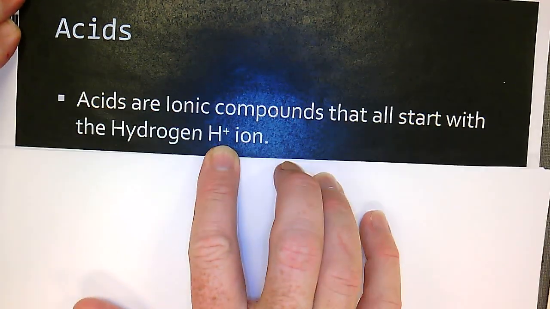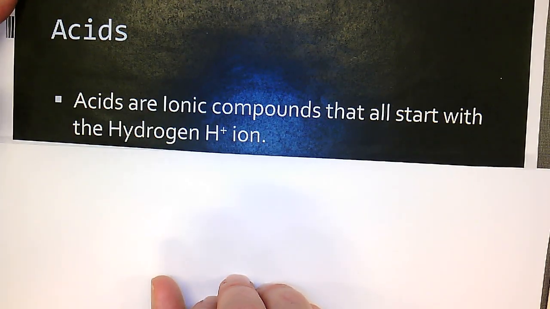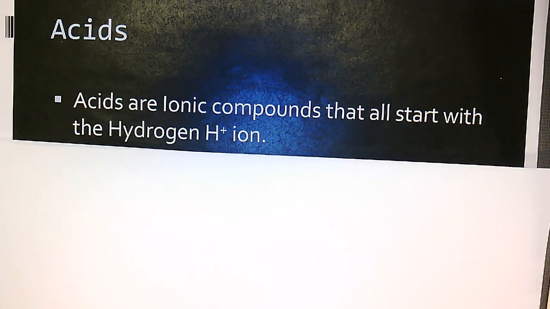So first of all, for us, acids are ionic compounds that all start with the hydrogen H plus ion. They all start with H plus. Now, another side note, technically, for them to be acids, they have to be dissolved in water. If they're not dissolved in water, they're technically not an acid, and we name them slightly differently. We are not going to make that distinction now, but if you take the college class, we will, and it's really not that big a deal. Once you know this, it's very simple to do the other.